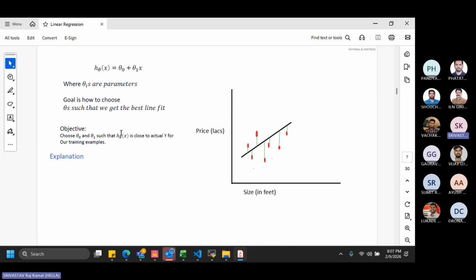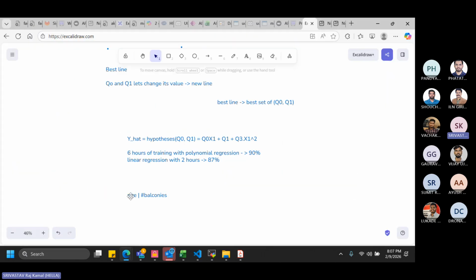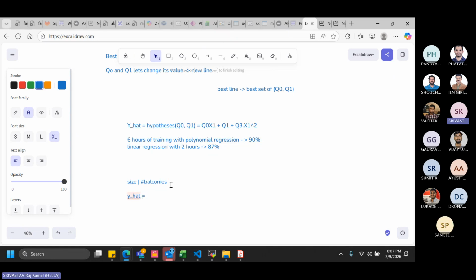So here theta 0 is the intercept, and theta 1 is your coefficient associated with the size. I want to show you how y hat, also called the hypothesis, looks. It has some intercept, let's call it x0, some coefficient theta 1 associated with the size, plus theta 2. Now this is how the equation will change. This is just theta, not q.